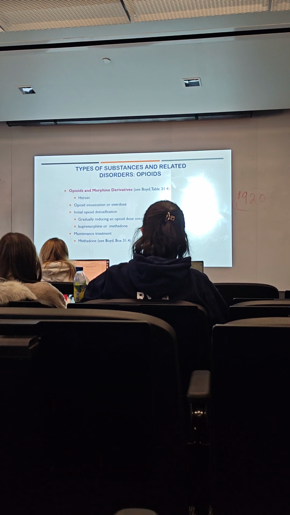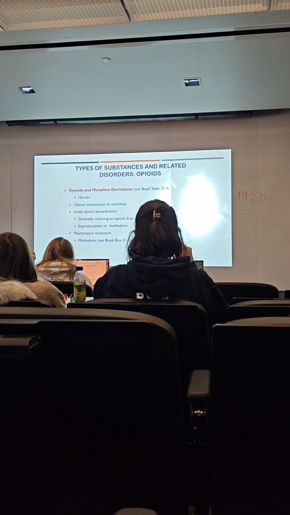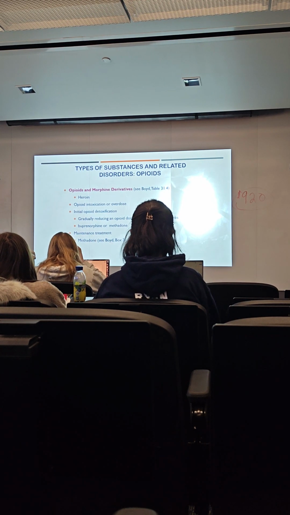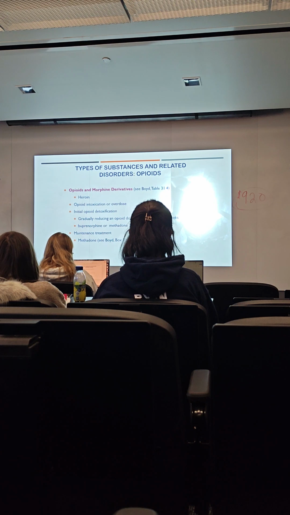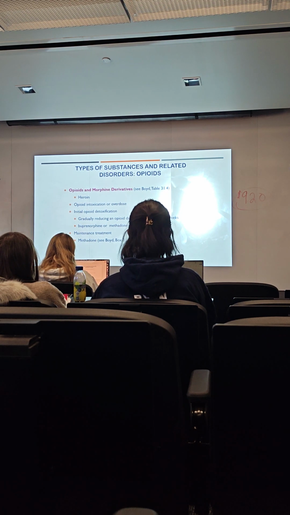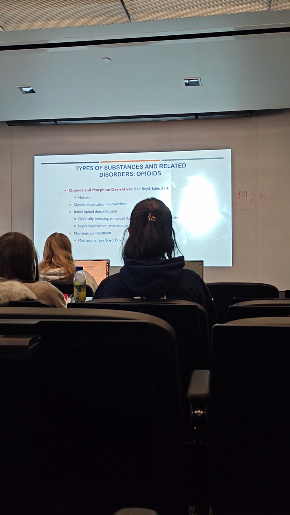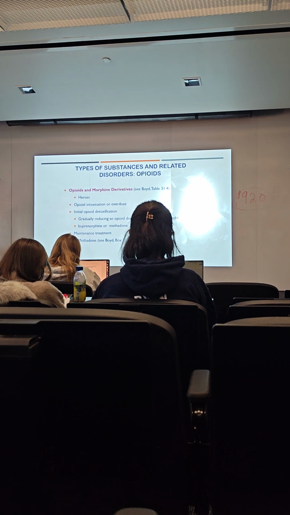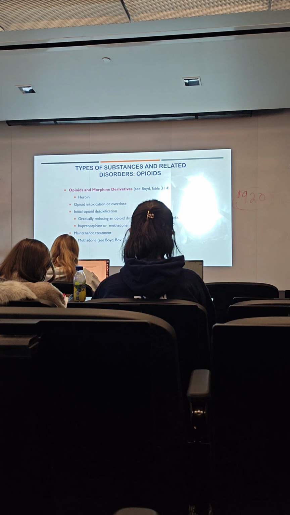All right, opioids, okay? So opioid addiction is a crisis in this country. So opioids and morphine derivatives. That includes things like heroin, considered an opioid. Fentanyl is a type of opioid. And then we have our prescription opioids, right? So we have morphine, we have oxycodone, we have Vicodin, we have methadone.